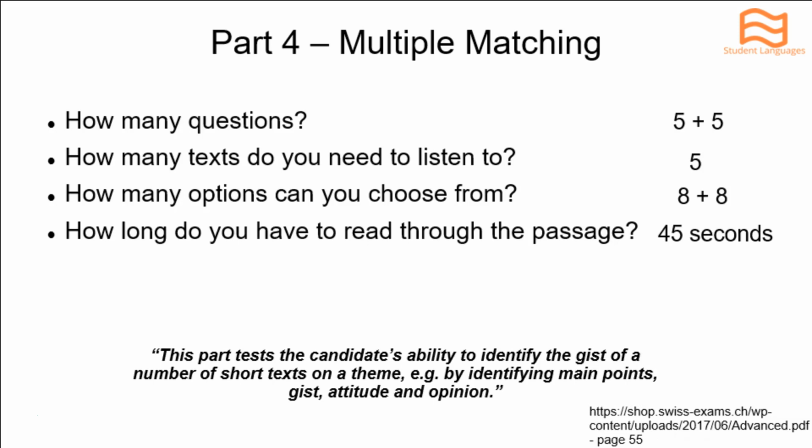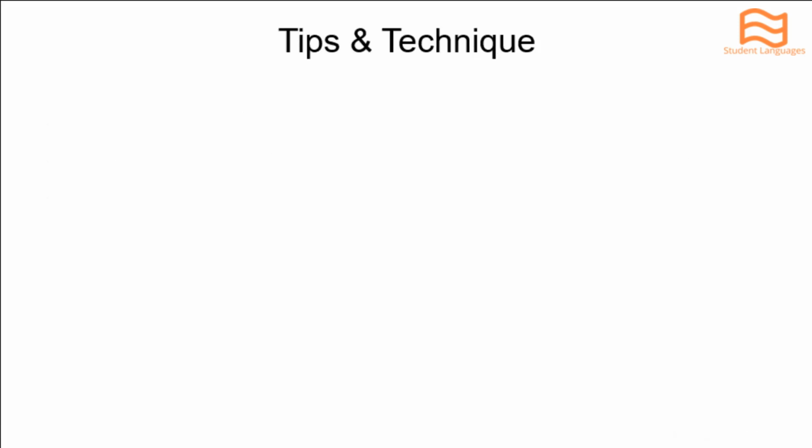This is from the Cambridge English Advanced Teacher's Handbook. It says that this part tests the candidate's ability to identify the gist of a number of short texts on a theme. For example, by identifying main points, gist, attitude, and opinion. Okay, so here's my first tip. When you have the questions in front of you, you should underline the most important words.